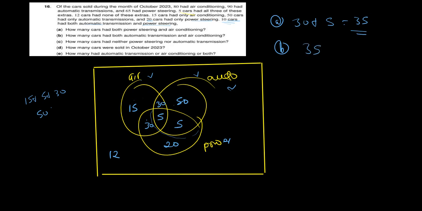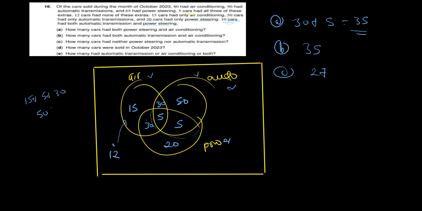Alright, then C, how many cars had neither power steering nor automatic transmission? So we don't want power and automatic, so we'll just put 15, right? 15 plus this 12 which is outside there. Alright, so you add 15 plus 12, so that will give you 27, like that.